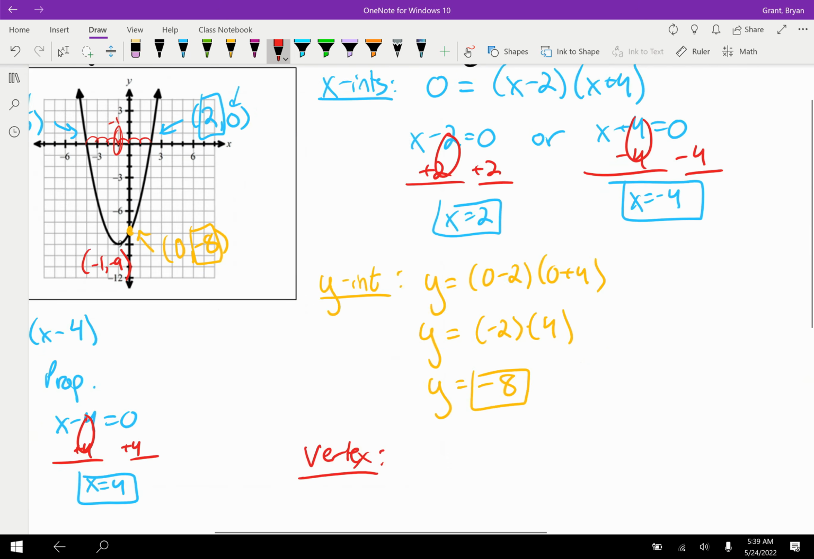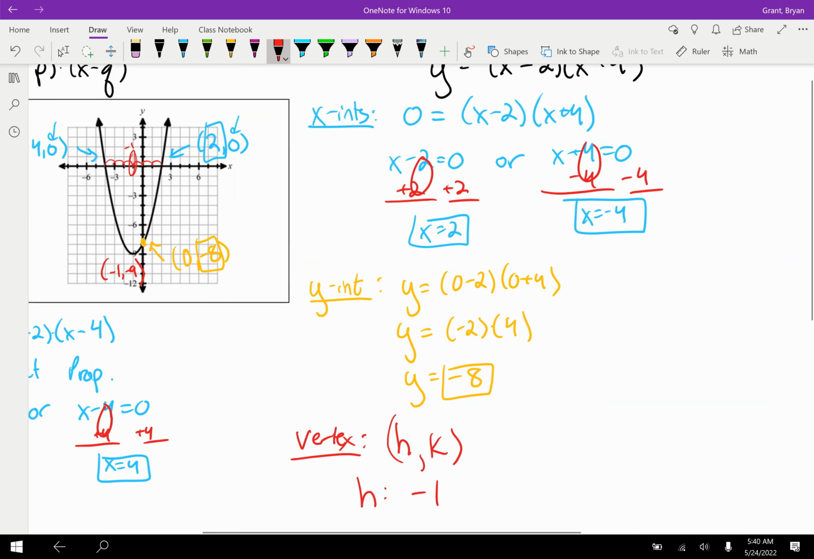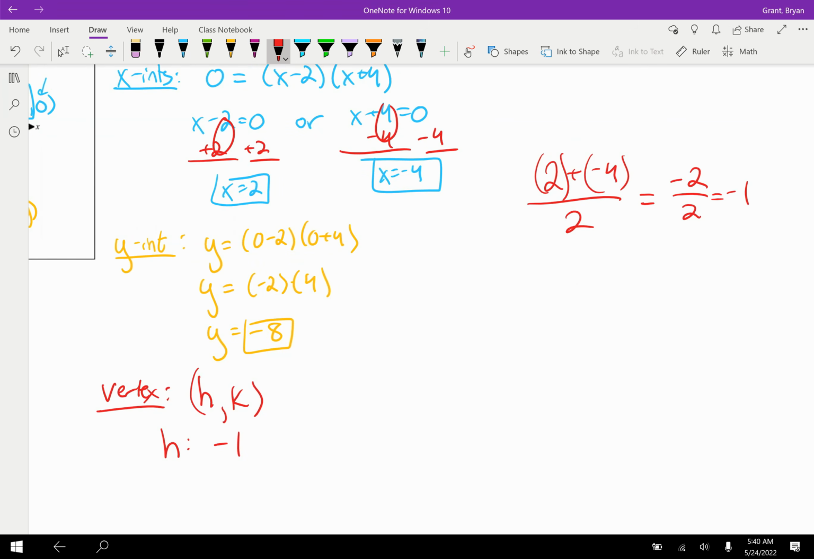So we can go back here and we can say the h value of our vertex, if our vertex is (h, k), the h value has to be negative 1. That's just found by looking at the graph, or you can just count and see what's in between 2 and negative 4. Or if you really wanted to, you could take 2 plus negative 4, add them together, and divide by 2. Negative 2 divided by 2 is negative 1. Regardless of how you do it, your vertex has an h value of negative 1.